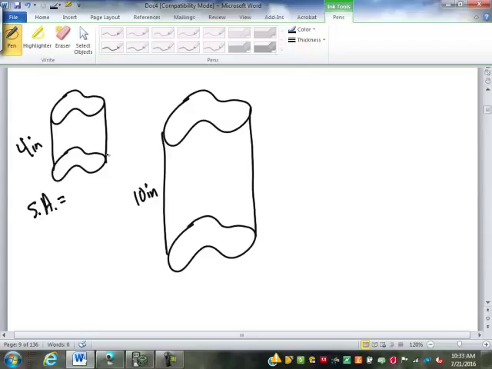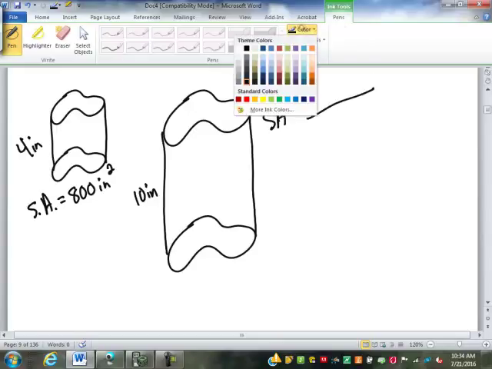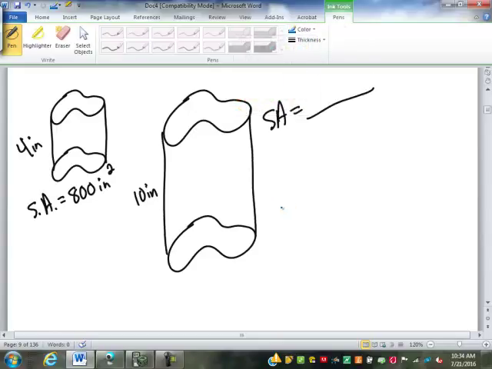The surface area of this first one is 800 square inches. Find the surface area of this one. So I have my ratio of lengths, right? What's my ratio of lengths? 4 to 10, otherwise reduced to 2/5, right?